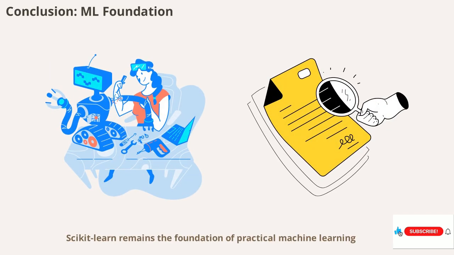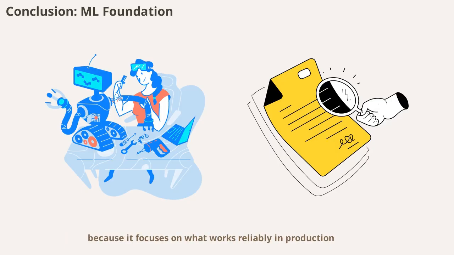Scikit-learn remains the foundation of practical machine learning because it focuses on what works reliably in production. While deep learning has its place, Scikit-learn's algorithms solve the vast majority of real-world business problems efficiently and interpretably. Mastering Scikit-learn gives you a solid foundation that applies to any machine learning framework you might use in the future.